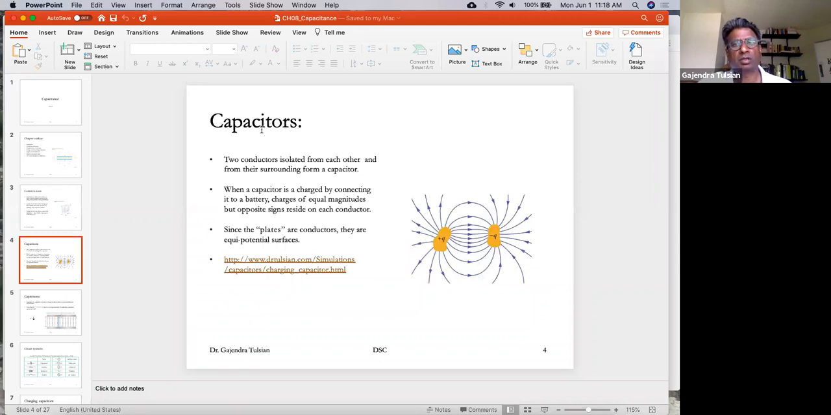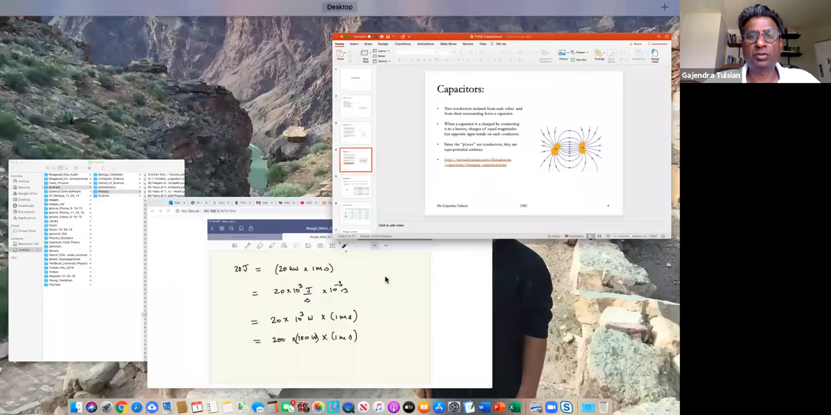All right, so what makes a capacitor? Any two pieces of metal make a capacitor. You can take any two pieces of metal, and that can form a capacitor, and that device can store electrical energy. Of course, that's not what we do typically, but in principle, any two pieces of metal can be used to store energy. When a capacitor is charged by connecting it to a battery, charges of equal magnitude but opposite signs reside on the conductors. The conductors are equipotential surfaces and so on. Let me show you how to charge a capacitor.